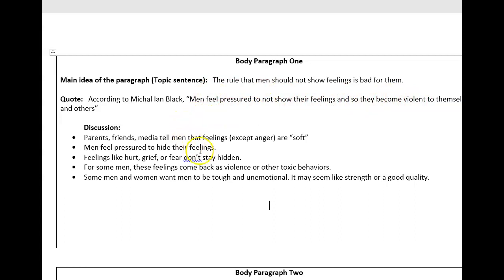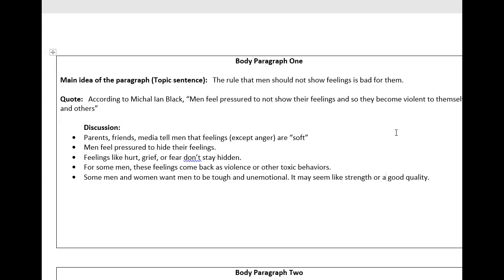And then I have some points that I want to make in my discussion. Parents, friends, and media tell men that feelings are soft. They're pressured to hide their feelings. Feelings like hurt, grief, or fear don't stay hidden. These feelings come back as violence or other toxic behaviors. Some men and women want men to be tough and unemotional. It may seem like strength or a good quality. So now I planned out all those ideas. I sketched them out. I'm going to do that for my whole essay and start just making notes.